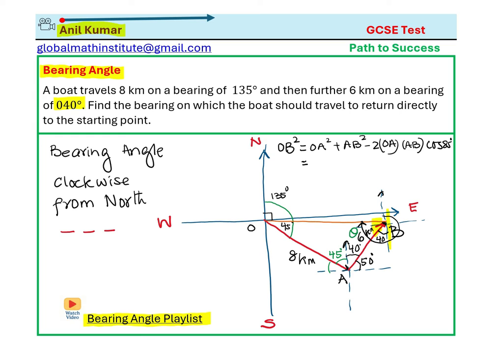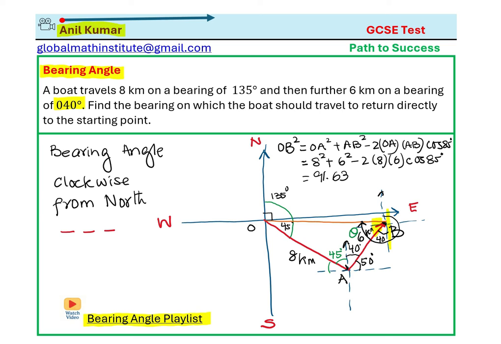So OB will be square root of this, right? Which is 8 square plus 6 square minus 2 times 8, 6 cos of 85 degrees. So let us calculate this value. 8 square plus 6 square minus 2 times 8 times 6 times cos of 85 degrees is equal to 91.63.